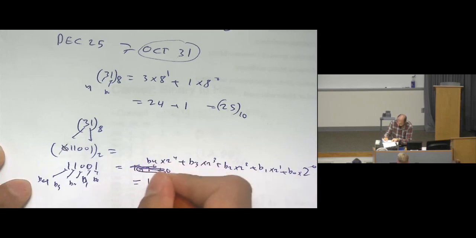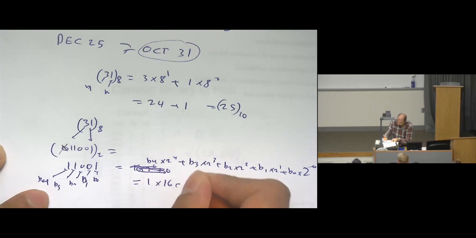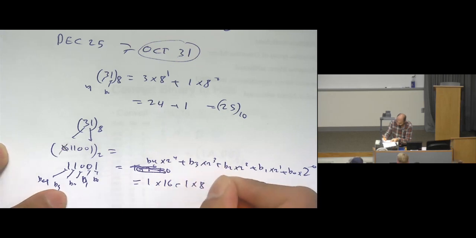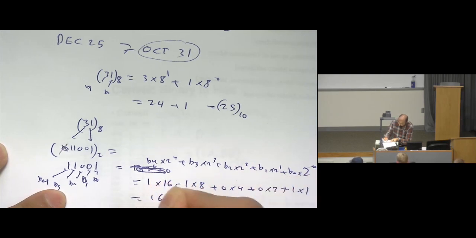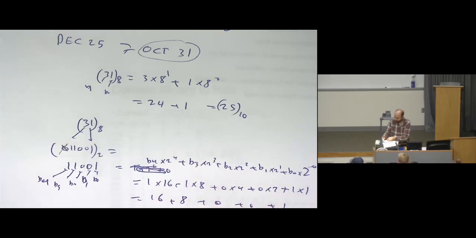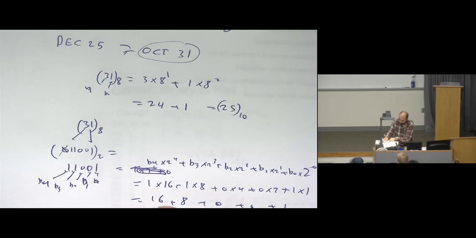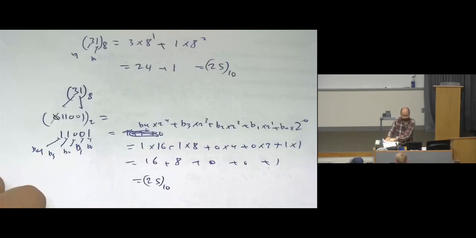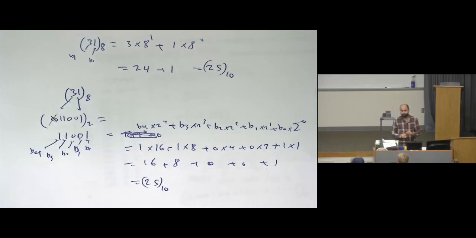Then B4 is 1 times 2 power 4, which is 16. B3 is 1 times 2 power 3, which is 8. B2 is 0 times 2 power 2, which is 4, plus B1 is 0 times 2, plus 1 times 1. Then it's going to be 16 plus 8 plus 0 plus 0 plus 1. So 8 plus 16 is 24, plus 1, 25. Decimal. Clear? Any questions? Okay.